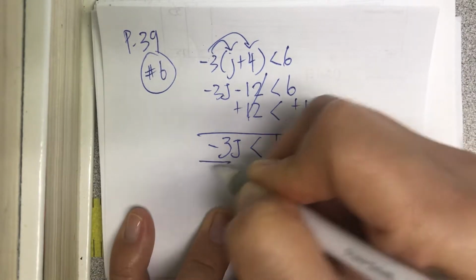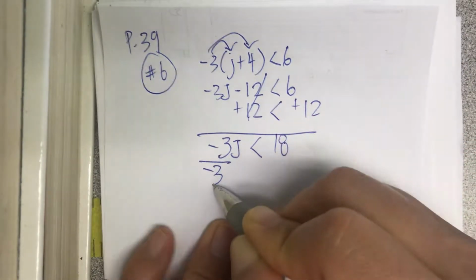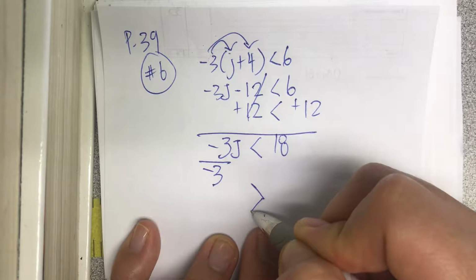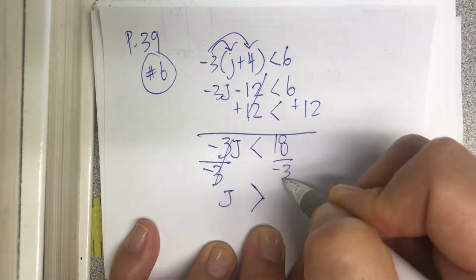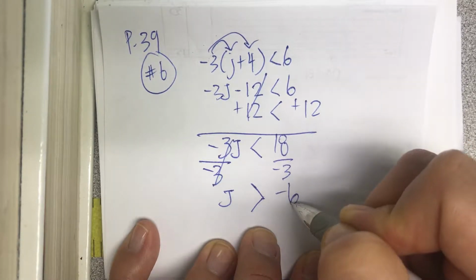Okay, if I want to get the j by itself, I have to divide by a negative. When I divide by a negative, I have to flip this sign. So that's going to cross out. I flip the sign, and 18 is going to be divided by negative 3, and that's going to give you negative 6. So B is the answer.